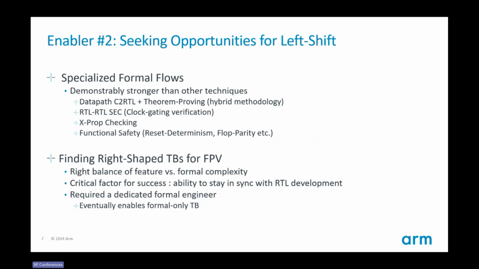The second aspect of this was how do we seek opportunities for left shift. Some of the early successes we had were special formal flows that played to formal strengths. One of the key ones was data path verification using C2RTL, and we created a unique methodology using both C2RTL as well as theorem proving, which has been wildly successful. Clock gating verification using SEC, X-prop checking, and functional safety, etc.